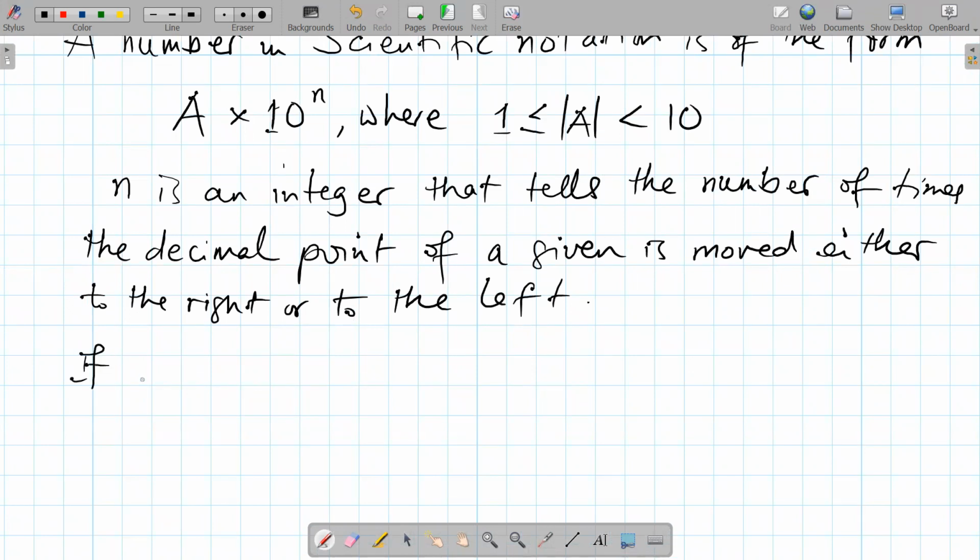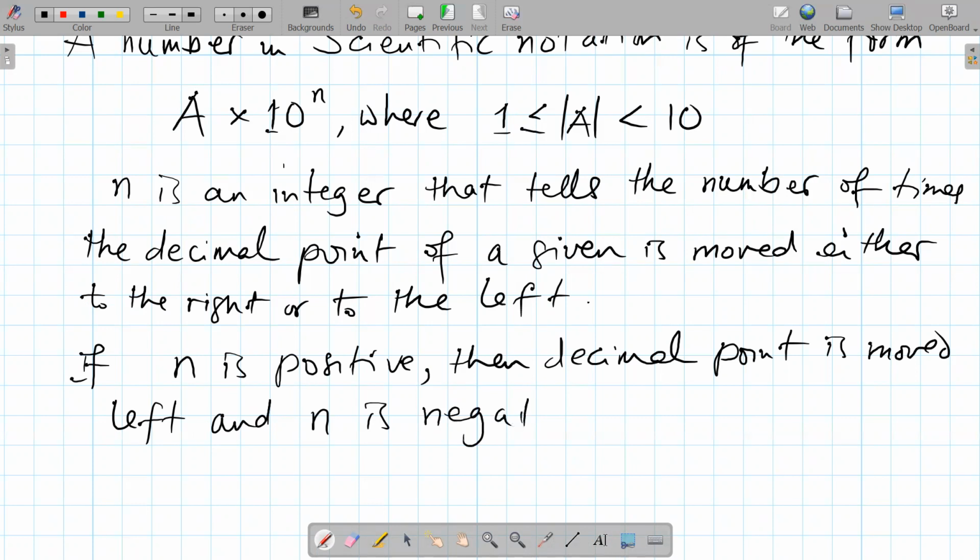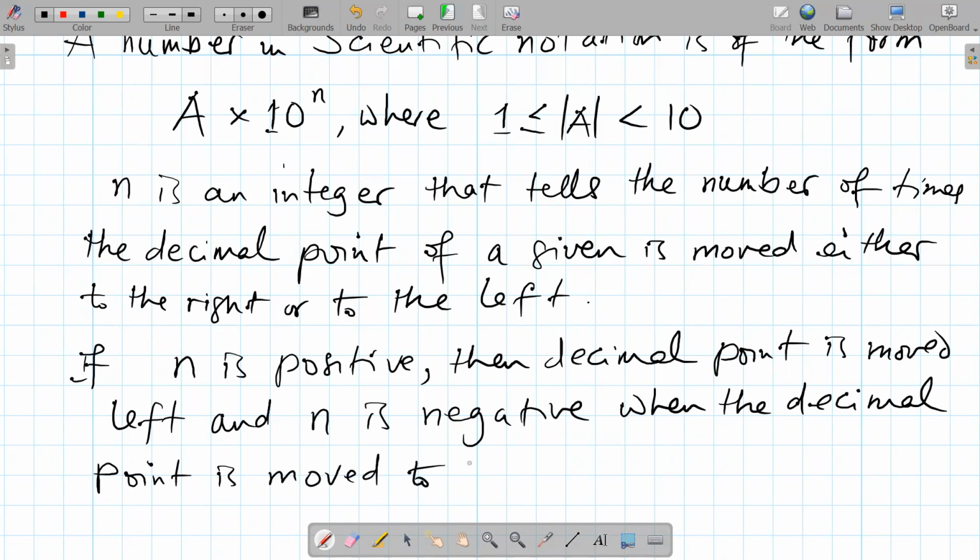Now, if n is positive, then the decimal point is moved left, and when n is negative, the decimal point is moved to the right.